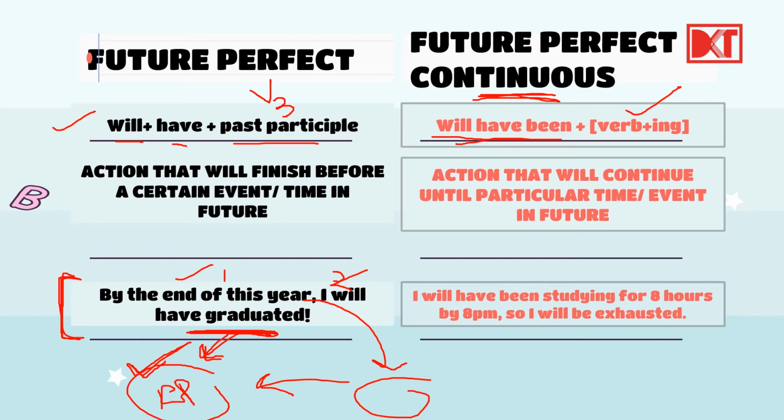Action that will continue until a particular time or event in the future. Like, let's see, I will have been studying for 8 hours by 8 p.m. So I will be exhausted. Now the action that will continue until a particular time, which means I will have been studying. So the action is what? My study, which will be continuing until when? Until 8 p.m. So for that also we use future perfect continuous. Alright, now I hope their purposes and their meanings are clear. Let's move on.